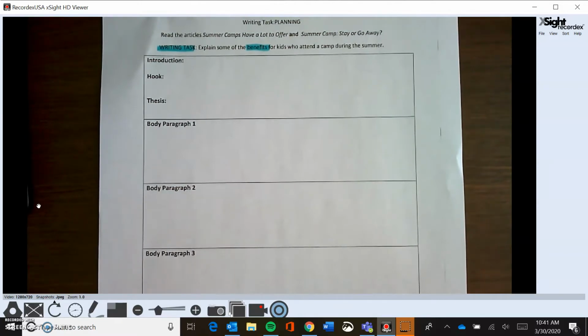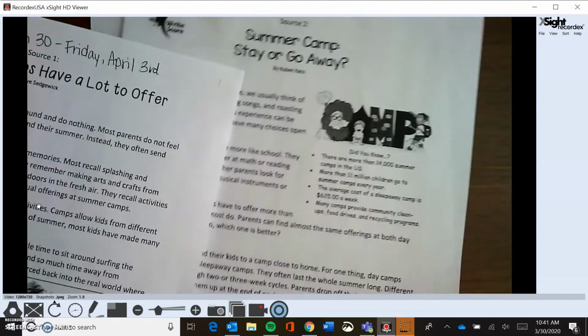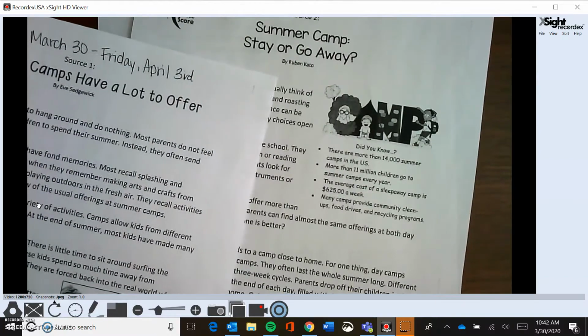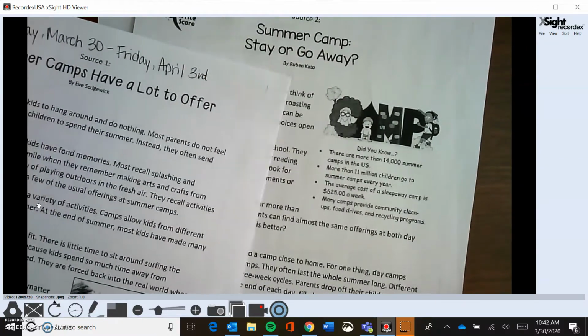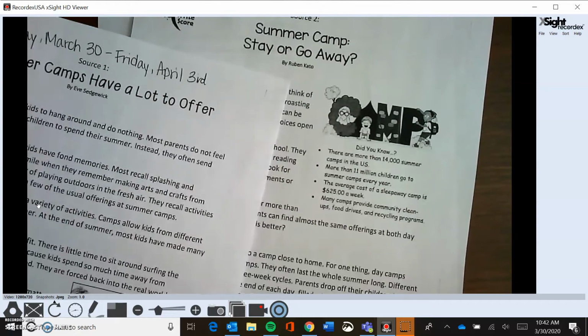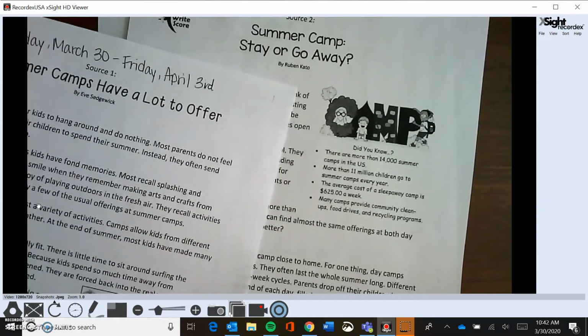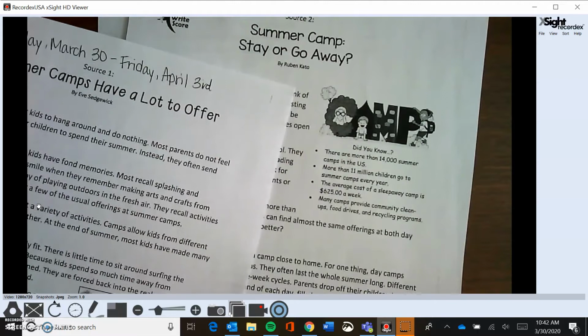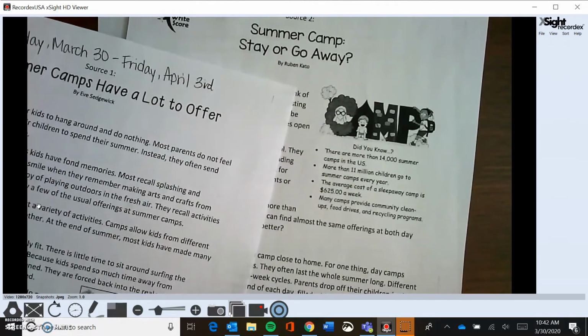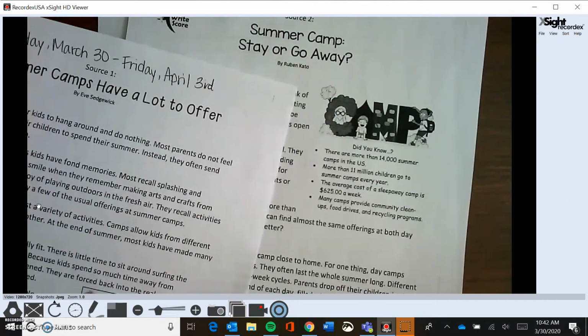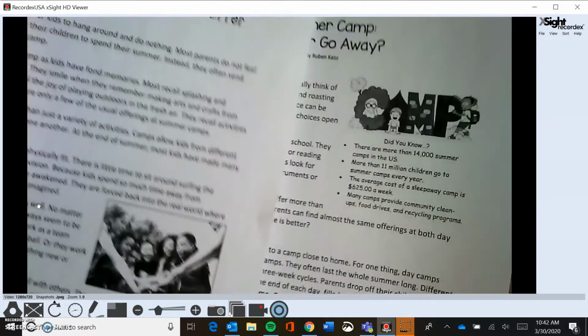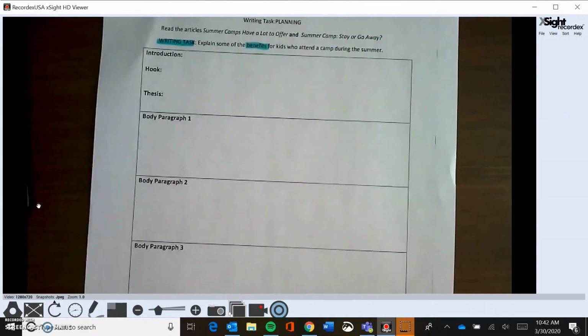These 2 articles are both about summer camp, and they give lots and lots of information. So we're not thinking about whether or not you believe someone should go to summer camp or you want to go to summer camp. We're thinking about what are the benefits, the good things about going to summer camp, using these 2 articles, okay? So that is what we're working on.